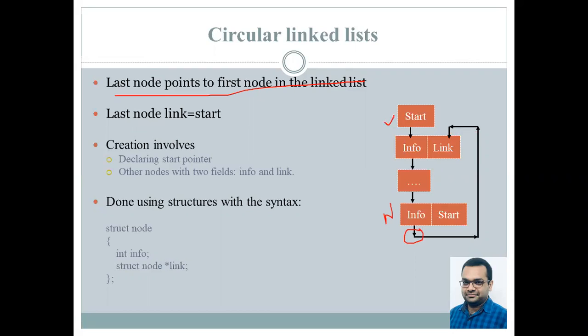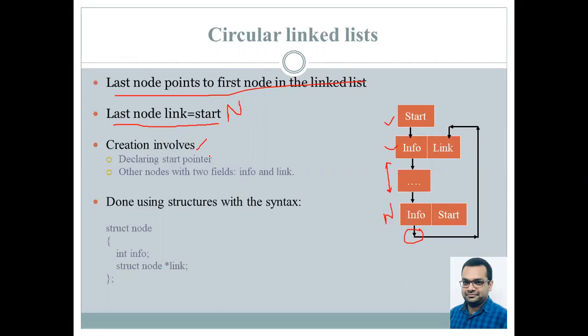That is, you have a start node, then there is a first node with the information part and link part, and all other nodes follow suit. So the last node is identified with a link equal to start instead of null, as in the case of a single linked list. How to create a circular linked list?